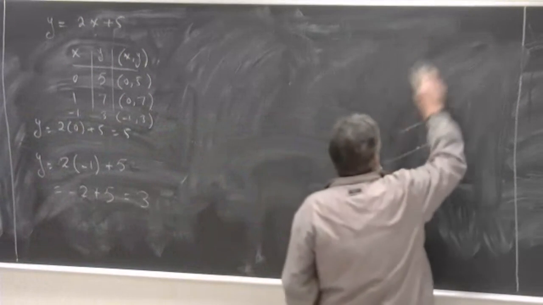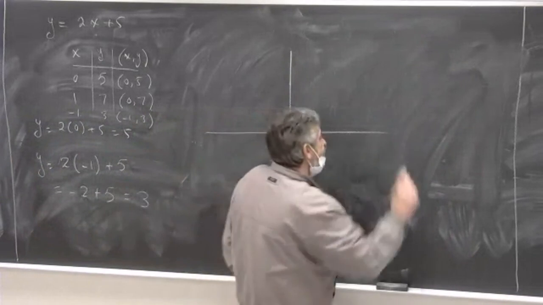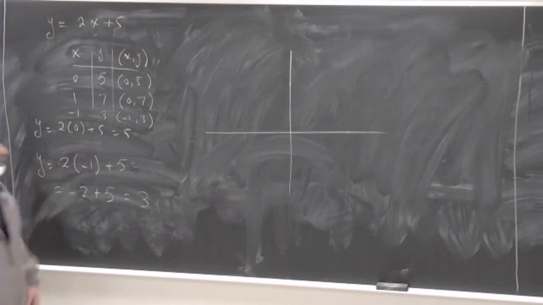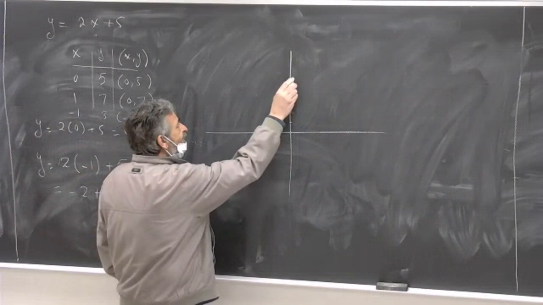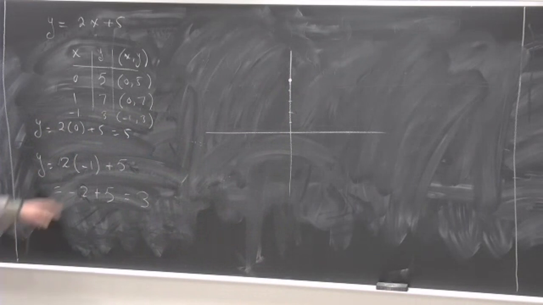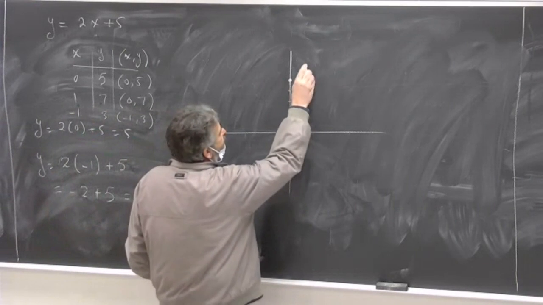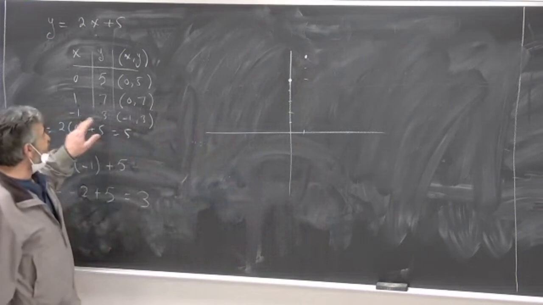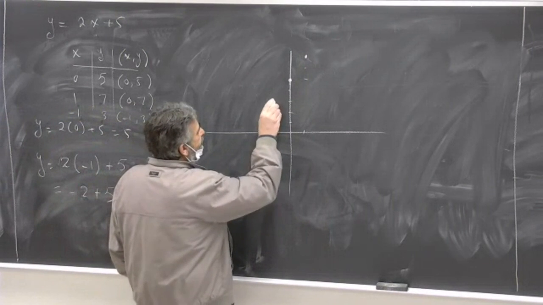Now we can go to the rectangular coordinate system. We can draw a line. And I can choose the point (0, 5). So 0, 1, 2, 3, 4, 5. This is my first point. And then we have (1, 7). So let's say 1 here, 5, 6, 7 there. And then (negative 1, 3). We have negative 1 here, 1, 2, 3 here.